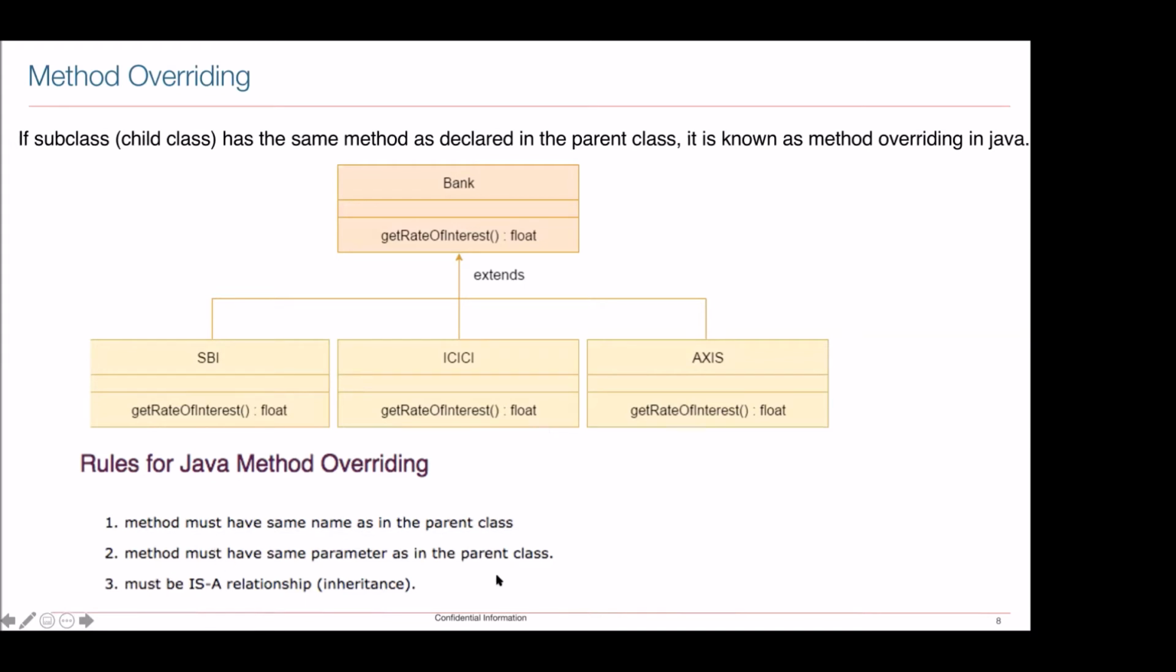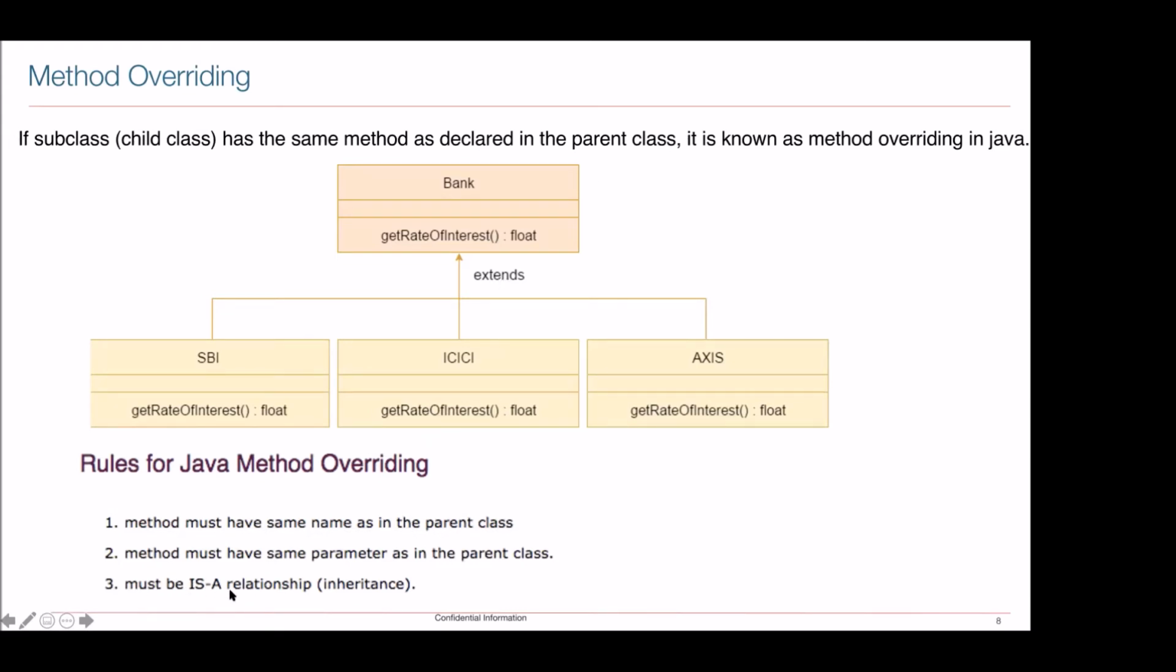And here there are rules of doing that. 3 conditions. First condition is, the method must have the same name as in the parent. If it is get rate of interest, here it should be get rate of interest. If I say get rate of interest A, then it will become a different method altogether. Then this is not method overriding. The method must have the same parameters as in the parent class. So if there is no parameter, then you don't have any parameter. If there are 2 or 3 parameters, then the same parameters.